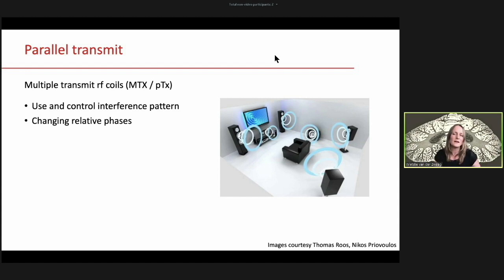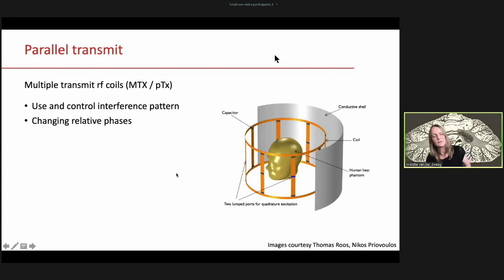So we can look at the interference pattern that we have, and then we can change the phases of those B1 pulses in such a way that they no longer interfere as badly. So, just because it doesn't really look like a music system, this is a schematic of a head coil, an 8-channel coil with 8 loops positioned around the head. As you can see already, you have degrees of freedom in the left-right axis and in the anterior-posterior axis, but in the Z-axis there's only one coil.